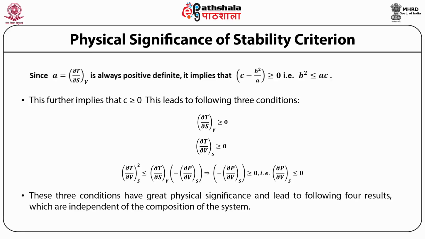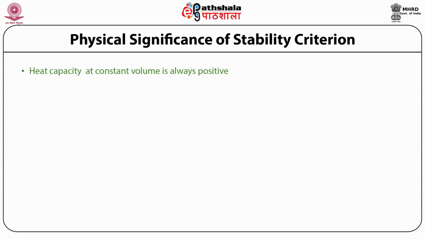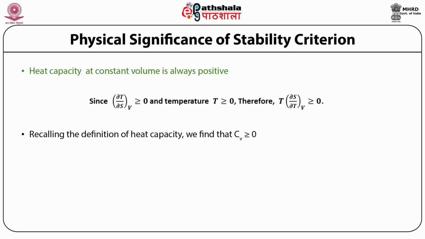These three conditions have great physical significance and lead to the following four results, which are independent of the composition of the system. Number 1, heat capacity at constant volume is always positive. Since (∂T/∂S) at constant volume is greater than or equal to 0 and temperature T is greater than or equal to 0, therefore T multiplied by (∂S/∂T) at constant volume is greater than or equal to 0. Recalling the definition of heat capacity, this means Cv is greater than or equal to 0.